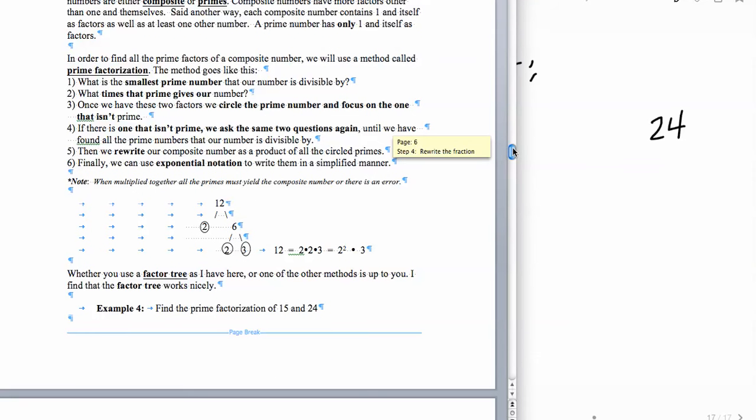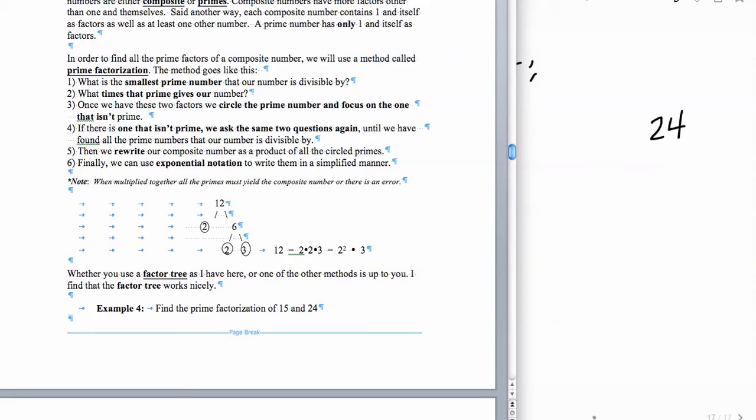So now let's talk about how to do a prime factorization of a number. Before, we were finding all the factors of a number. Now we're going to be finding the prime factors, or the prime factorization. So what we're going to do is find the smallest prime number that goes into a number, and then say what times that number gives our number. Any prime number we're going to circle, and then we'll do the same thing with that lowest prime: it goes into it times what, and then we'll rewrite it.